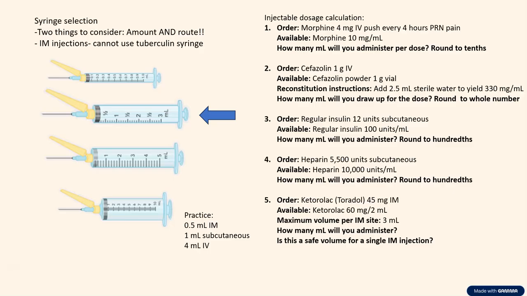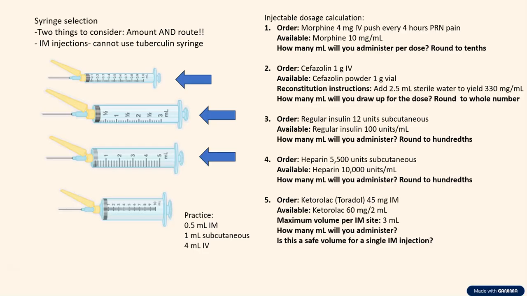Your next practice amount is 1 milliliter subcutaneous. Looking at the syringe options, you're going to use the top syringe. Subcutaneous injections are often given using tuberculin syringes. That's an appropriate syringe and needle to use to give that injection. The third amount is 4 milliliters IV. If you chose the third one, you would be correct. That is the correct syringe to deliver 4 milliliters through the IV line.